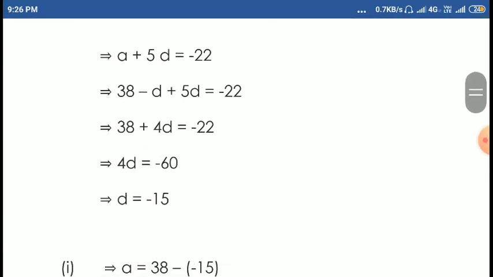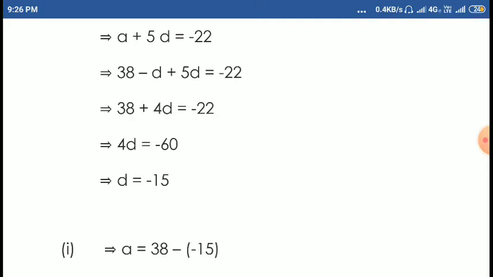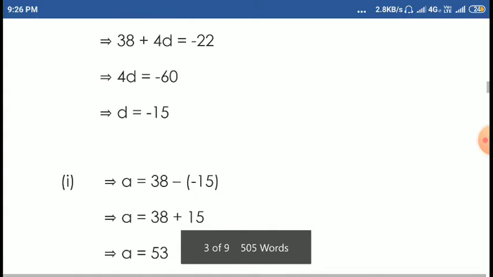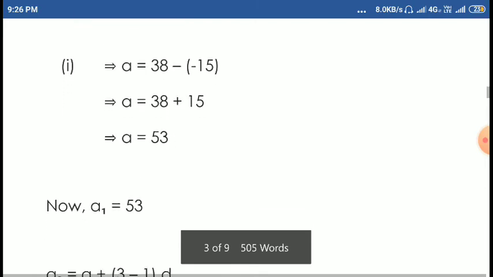Then simplifying the left hand side, 38 minus D plus 5D will be 38 plus 4D equals minus 22. So 4D, then 38 brought to the right hand side becomes minus 38. So minus 22 minus 38 becomes minus 60. If you solve this equation, then D equals minus 60 by 4, that is minus 15. So in this way you can find the common difference of the AP.